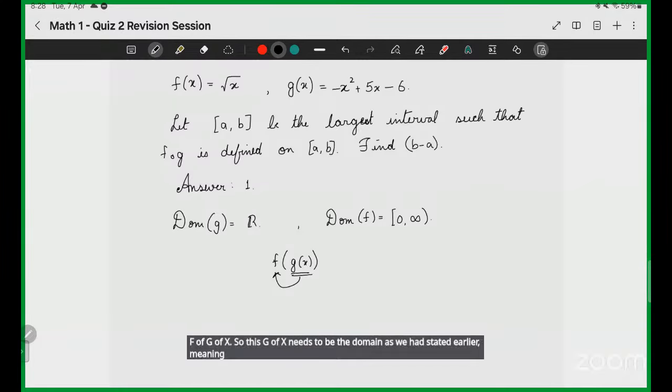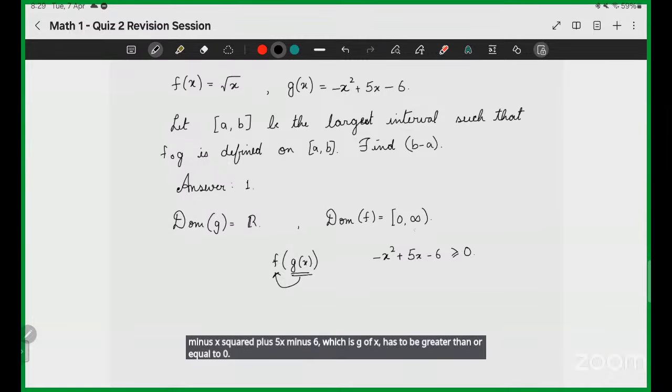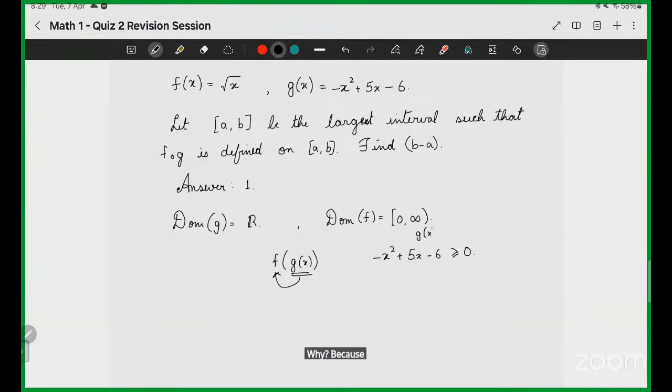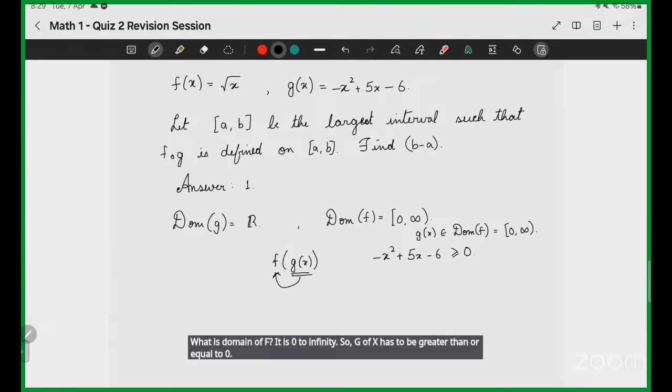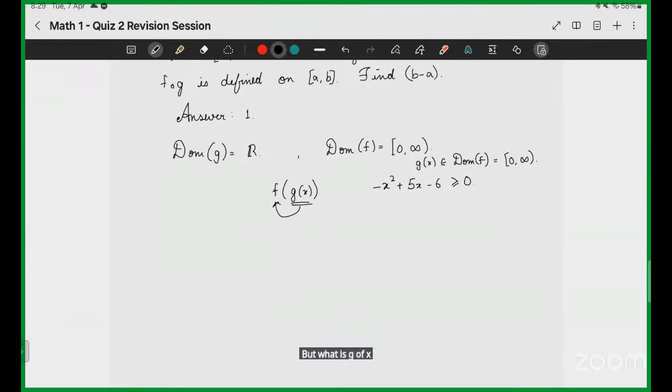Meaning what has to happen? Minus x squared plus 5x minus 6, which is g of x, has to be greater than or equal to 0. Why? Because g of x should belong to the domain of f. What is the domain of f? It is 0 to infinity. So g of x has to be greater than or equal to 0.